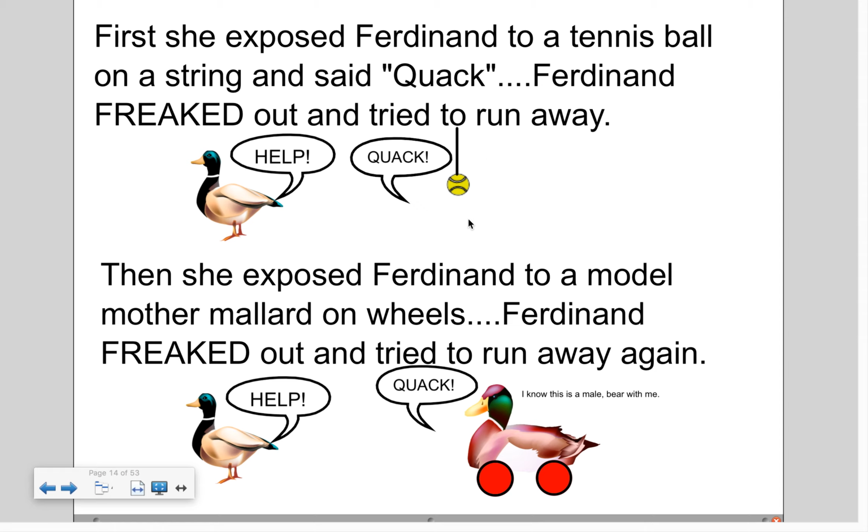So even though the tennis ball said quack, he's like, you're not Allen Iverson shoes. Then I exposed Ferdinand to a model duck on wheels and said quack. And he freaked out and ran away because they weren't Allen Iverson shoes.